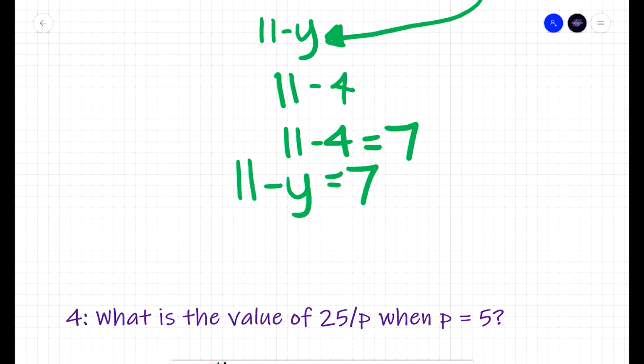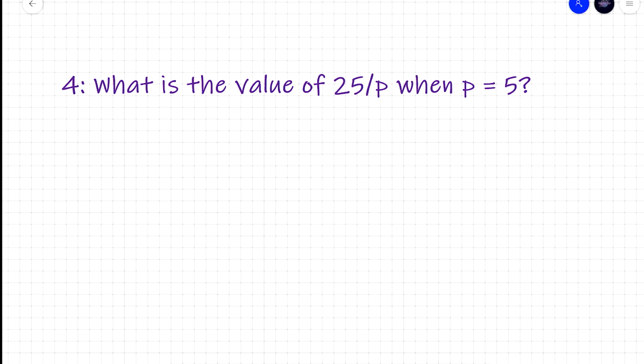And then finally, for the last question, you guys probably saw it. What is the value of 25 divided by p when p is equal to 5? So another 5 seconds.